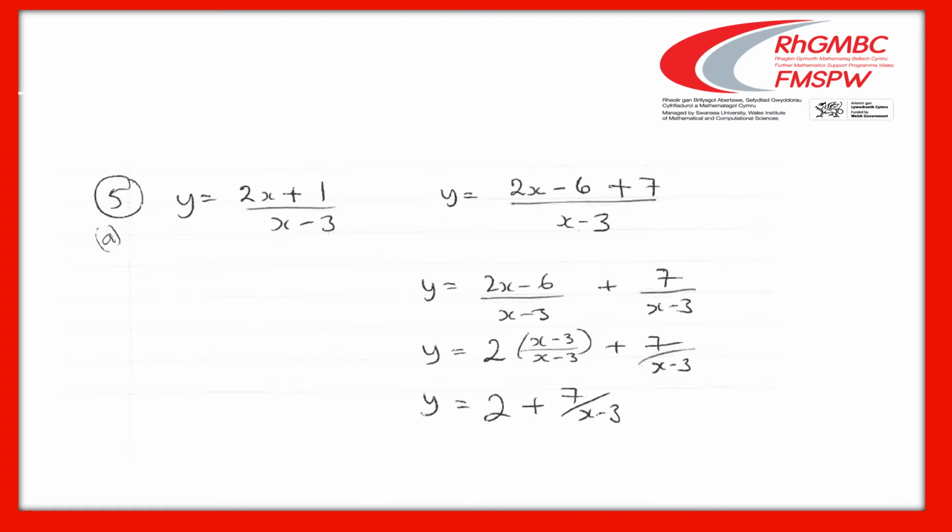So here we have the rearrangement of (2x + 1)/(x - 3), which you could either do by algebraic long division, or you can do, as you can see here, by jiggling the +1 as -6 + 7, which means if you then separate (2x - 6)/(x - 3) and the 7/(x - 3), taking 2 out as a common factor, you then have the x - 3 dividing into itself to give you y = 2 + 7/(x - 3).